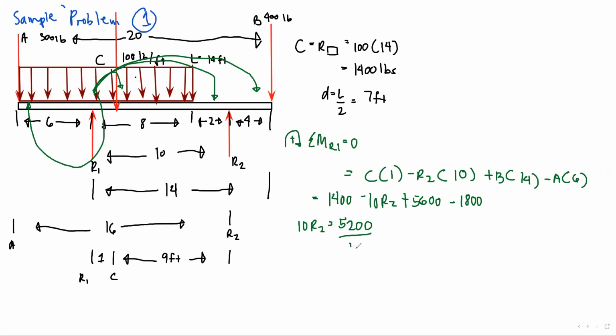5200. Okay, divide both sides by 10. So, R2 is equals to 520 pounds. So, yung reaction ng R2 natin is equal to 520 pounds. So, nakuha natin yung R2 and then one unknown force na lang tayo. Once na nakuha natin yung isang unknown force, either R1 or R2, we have technically two steps. We have two options.